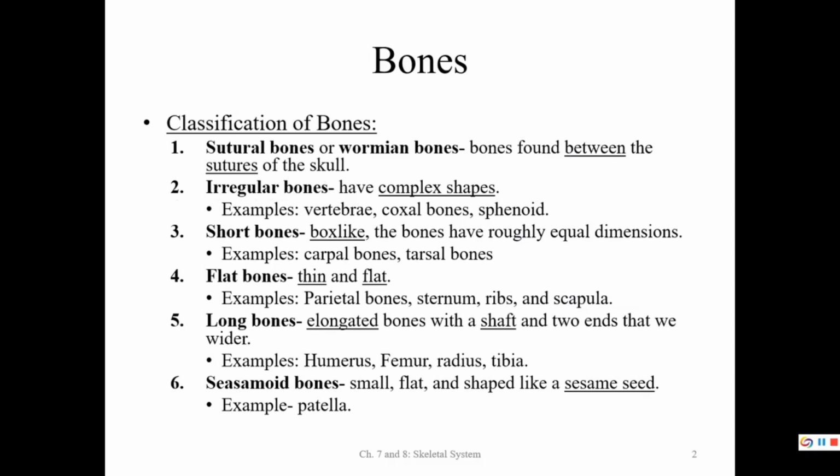Irregular bones have very complex shapes. For example, these will be your vertebrae, your coxal bones, and your sphenoid. Your short bones are box-like. They have roughly equal dimensions. These would be, for example, your carpal bones or your tarsal bones. Those are the 2 types of short bones. Flat bones are thin and flat: parietal bones, sternum, ribs, and scapula. Long bones are elongated. They have a shaft with 2 ends that are wider. Examples would be your humerus, femur, radius, and tibia. And then sesamoid bones are small, flat, shaped like sesame seeds. An example is your patella.